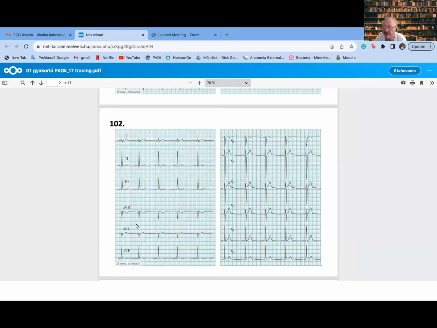And do you have P waves in front of every R? Yeah. So that means this is a normal sinus rhythm, including that the PR interval is normal as well. So that's a normal sinus rhythm, because we'll have the arrhythmia chart as well. It's coming up when we talk about arrhythmias. Okay, it was great, very good.